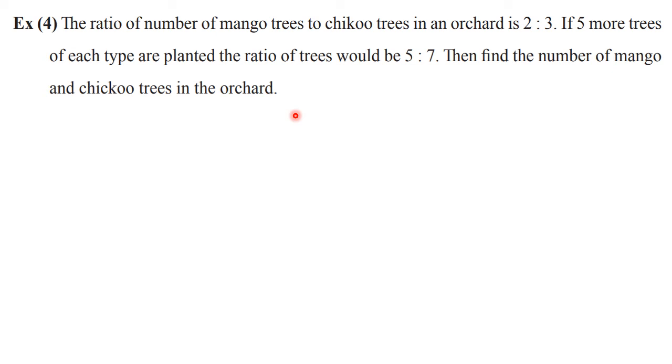Okay. So here the ratio of mango trees and chiku trees is given. So always you will start with the statement from the question. So that will be our first statement, that the ratio of mango trees to chiku trees is 2 is to 3. So this ratio we can write in numerator and denominator form. And if 5 more trees are planted, then the ratio is going to become what? 5 is to 7.